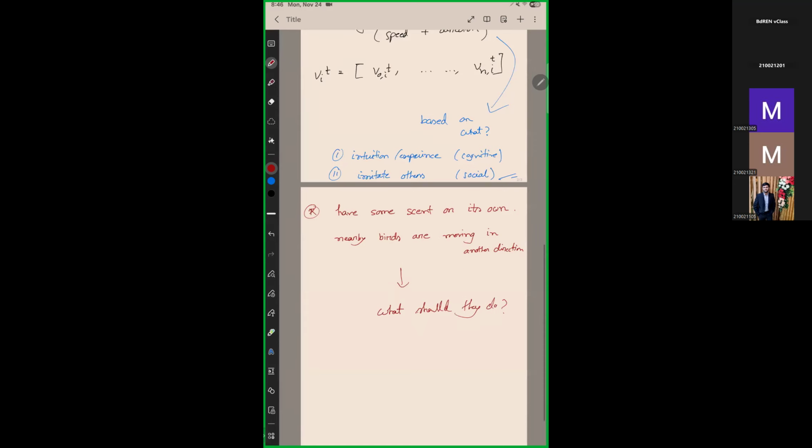Look at this scenario. A bird has found some scent on its own. But it sees that the other birds are moving in another direction. Now the question is, what will that bird do? It should follow its own scent, or it should try to imitate others. Look at the others, because others are moving in another direction. In which direction should it go? What do you think?